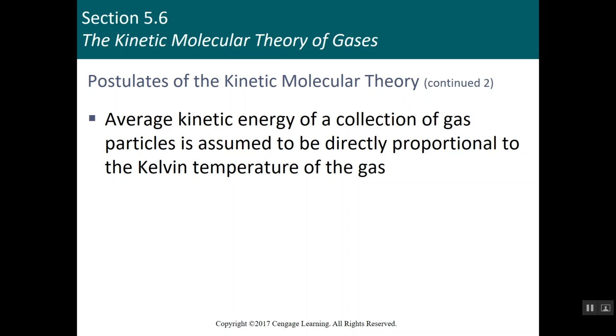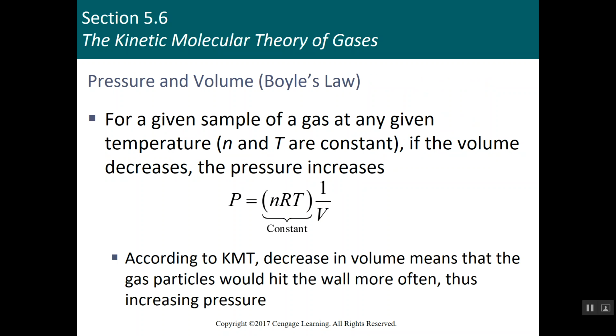And then this last postulate of the kinetic molecular theory gives us our definition for temperature. Kelvin temperature is scientifically defined as the average kinetic energy of a collection of gas particles. And so that's how we know where absolute zero is, because of the kinetic molecular theory.